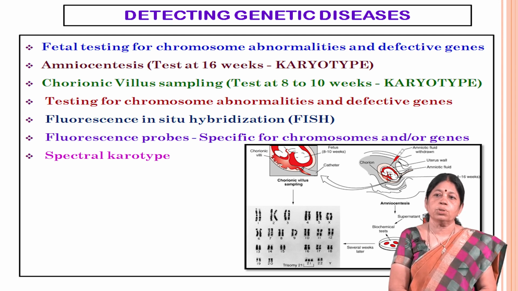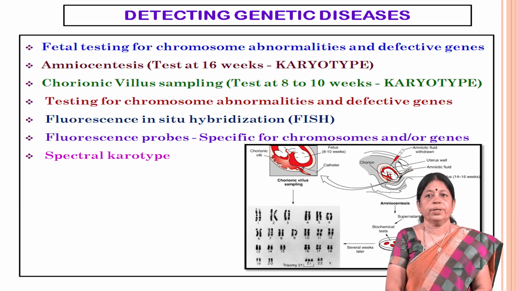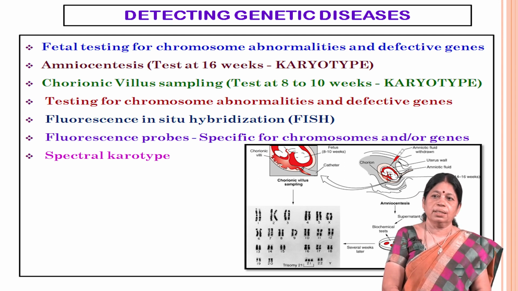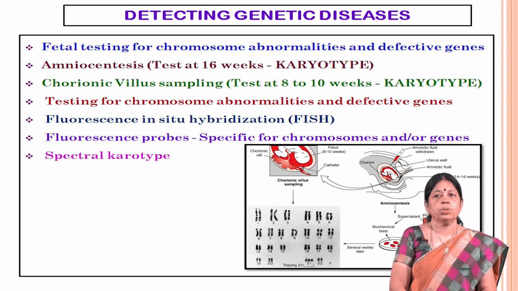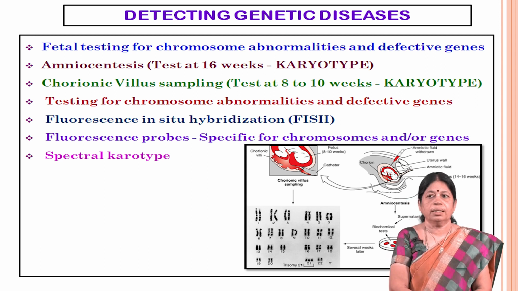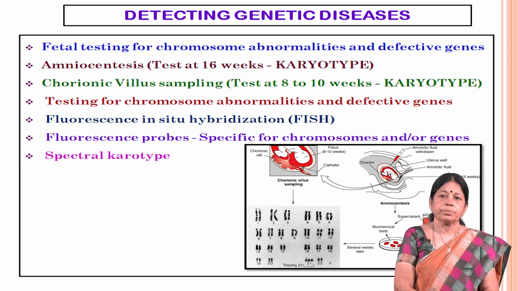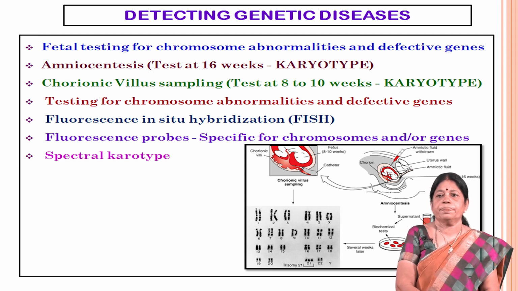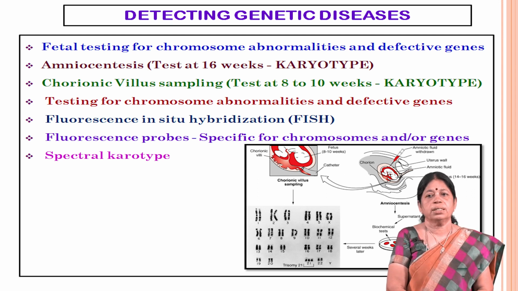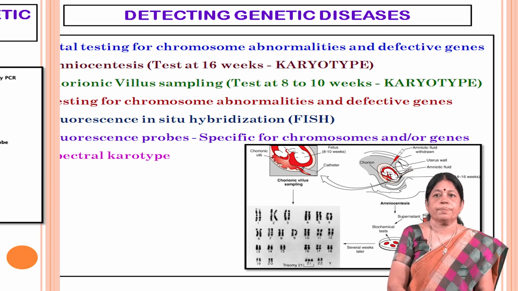Then testing for chromosome abnormality and a defective gene. If a particular gene is defective, that means it cannot produce the enzyme, and in turn it cannot synthesize the protein. So we can take the chromosomal abnormality test also through genetic engineering and biotechnology. Then fluorescence in situ hybridization, using a fluorescence probe that is specific for chromosomes and genes, that is the spectral karyotype. This can also be used for genetic diseases.